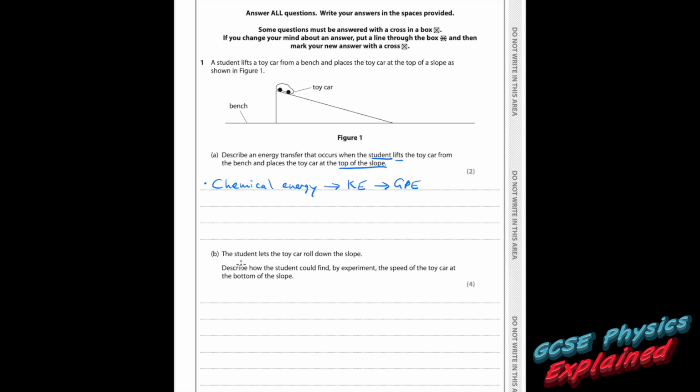Part B. The student lets the toy car roll down the slope. Describe how the student could find by experiment the speed of the toy car at the bottom of the slope. Base your explanation on the calculation. So speed equals distance over time. So we're going to need to measure a relevant distance, measure a relevant time, and then do the calculation.